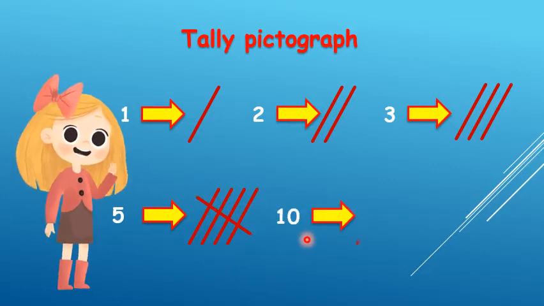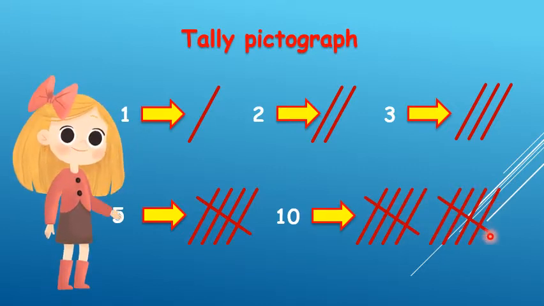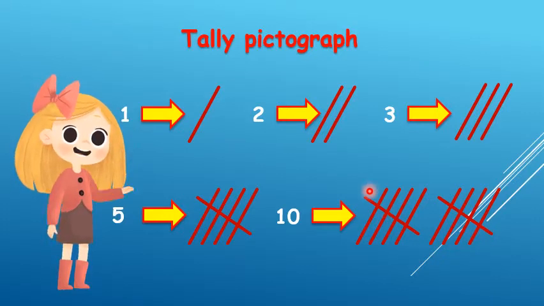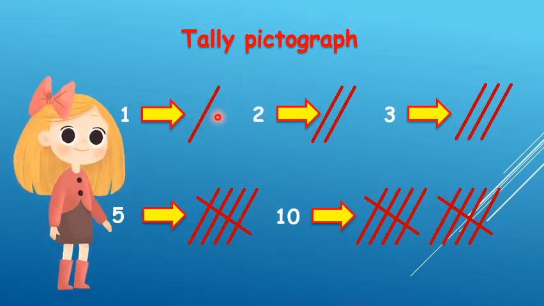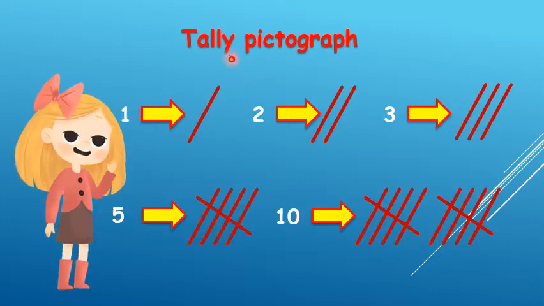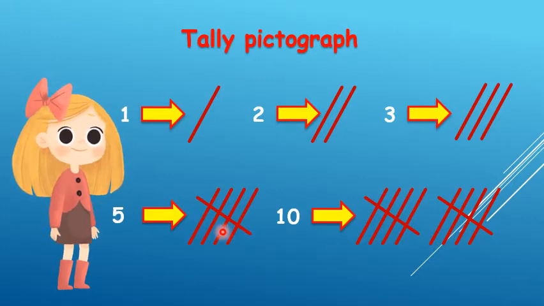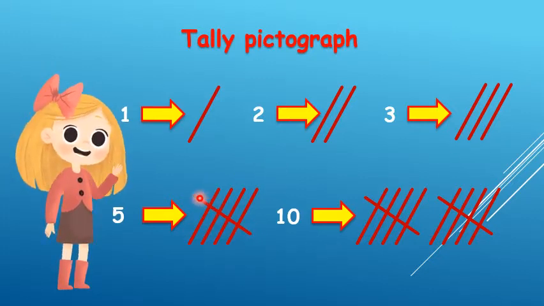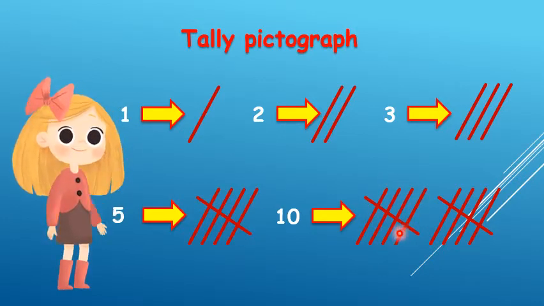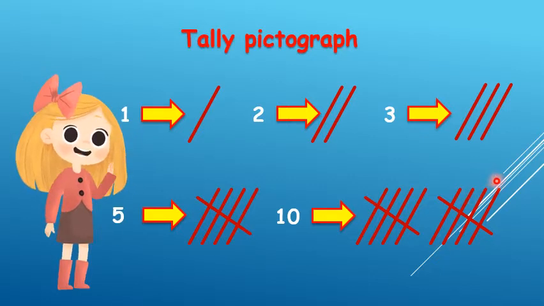And for 10, we will draw 1, 2, 3, 4, 5, 6, 7, 8, 9, 10. Then 5 is across the line and 10 is across the line. This is a new number system called tally. Instead of writing numbers we use dashes: 1 dash, 2 dashes, 3 dashes, and for 5 we draw 4 dashes only and cross them with the fifth one, and for 10 we cross the 4 dashes with the fifth one and the ninth dash with the 10th one.